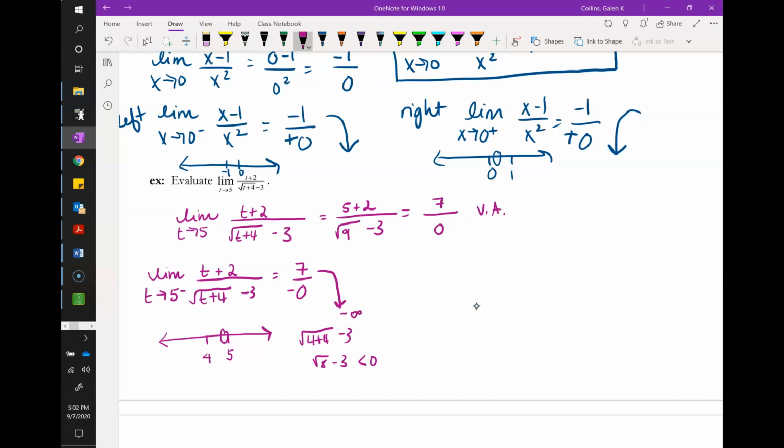All right, let's check the end behavior. We said this is from the left, or not end behavior, excuse me. I'm teaching Algebra 2 and I'm making end behavior videos. We're checking the limit from the left, and we're going to check this limit from the right as well.